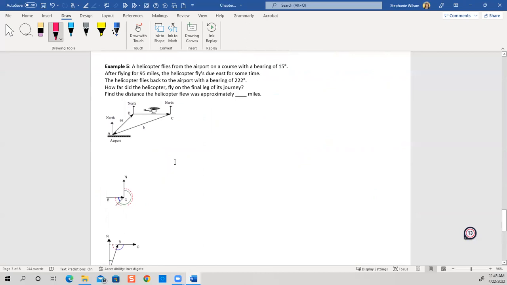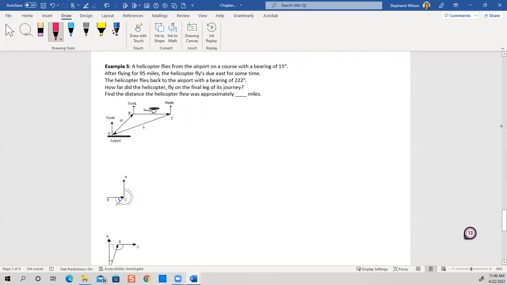It says we have a helicopter that flies from the airport on a course with the bearings of 15 degrees. After flying for 95 miles, the helicopter flies due east for some time. The helicopter flies back to the airport with a bearing of 222 degrees. So how far did the helicopter fly on the final leg of its journey? So we're going to find the distance the helicopter flew was approximately blank miles.